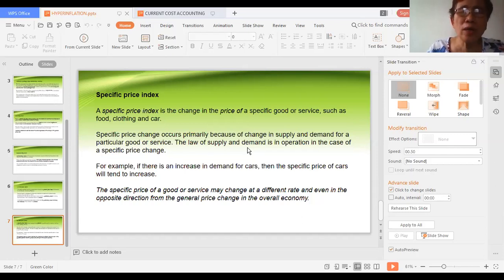For example, if there is an increase in demand for cars, then the specific price of cars will tend to increase. So you have now your demand increasing. The specific price of goods or services may change at a different rate and even in the opposite direction from the general price change in the overall economy. So, for changes in prices.